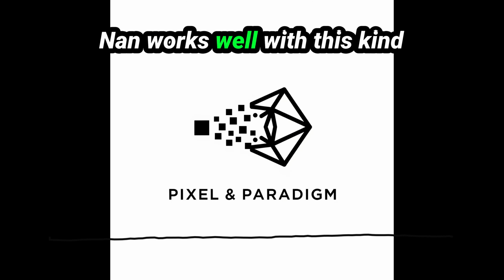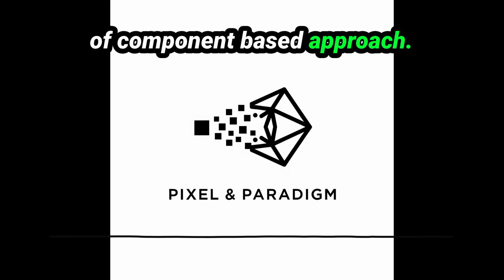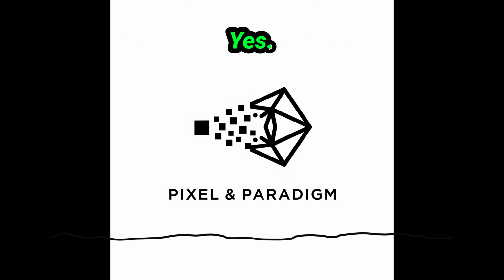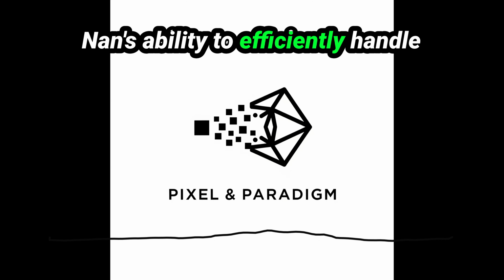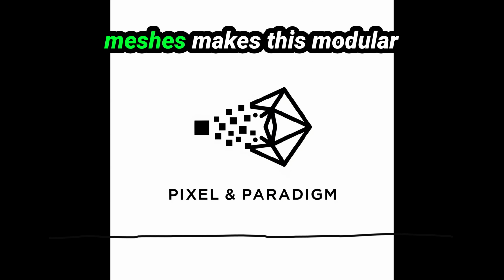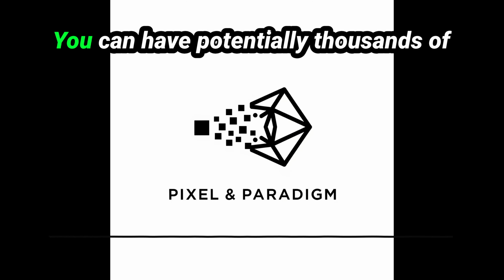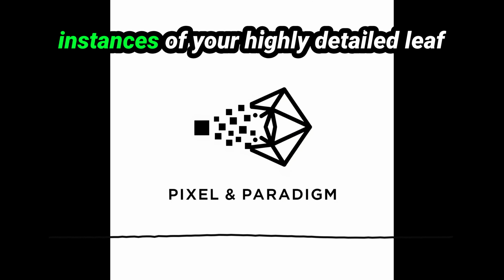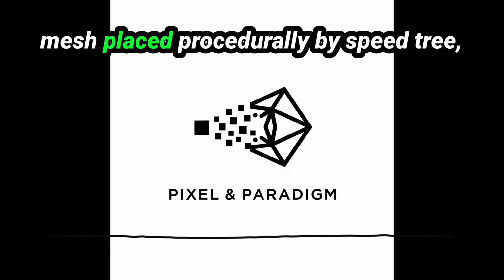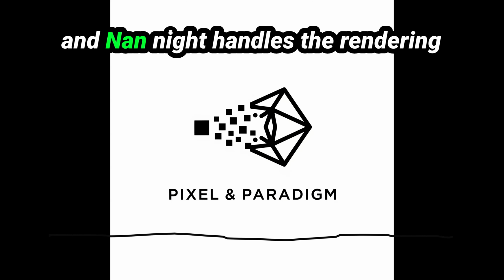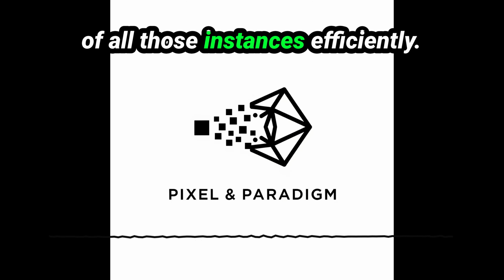And Nanite works well with this kind of component-based approach. No issues with lots of small meshes. Yes. Nanite's ability to efficiently handle many, many instances of detailed meshes makes this modular strategy particularly powerful. You can have potentially thousands of instances of your highly detailed leaf mesh placed procedurally by SpeedTree, and Nanite handles the rendering of all those instances efficiently.